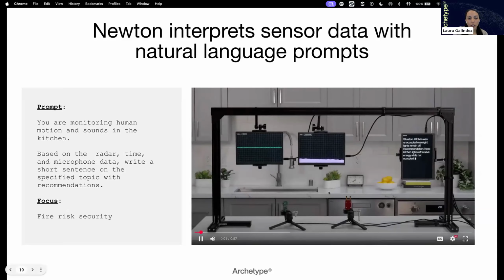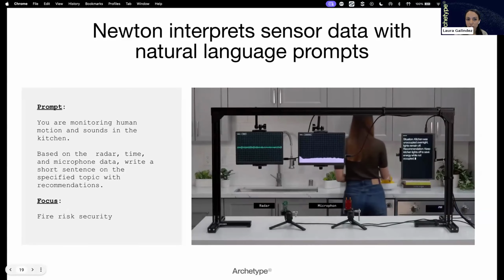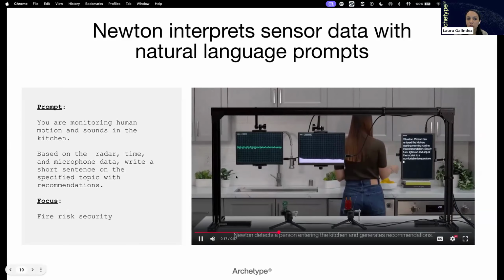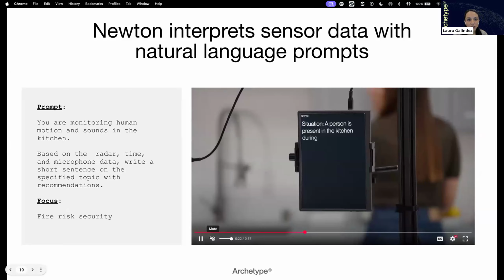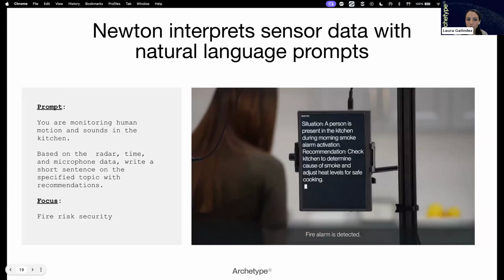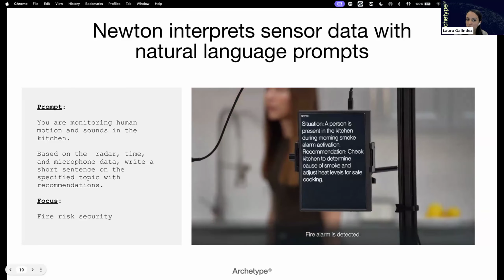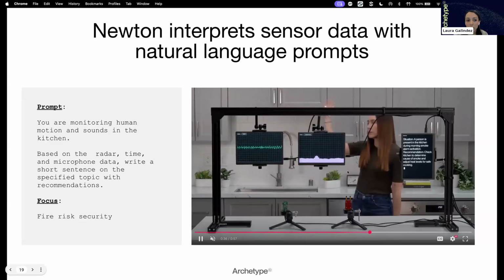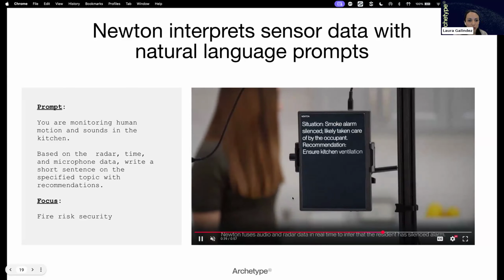Now, in this other example, we are now using multiple sensor modalities along with the textual context. And this is in order to do things like interpret fire safety risk and provide recommendations accordingly. So on the left side here, we have a radar, which is actually a fairly complex and non-interpretable sensor modality. And then in the middle, we have audio data. Now, Newton is able to fuse these two together along with natural language instruction and context in order to realize that there is a situation that requires attention because an alarm is going off and someone is present in the room. And then it also provides recommendations on what to do in this situation.